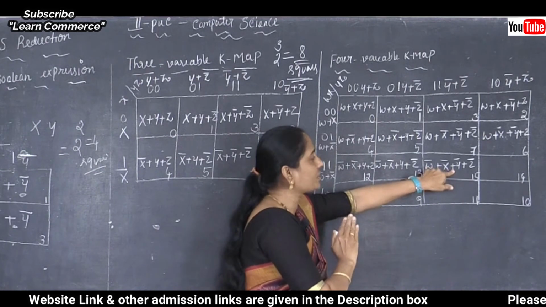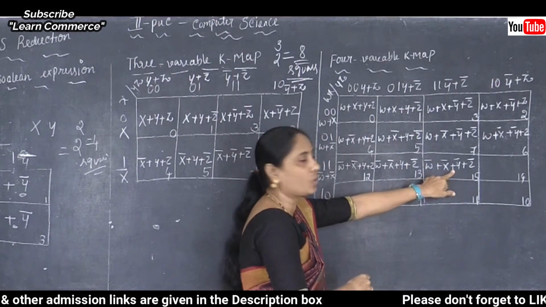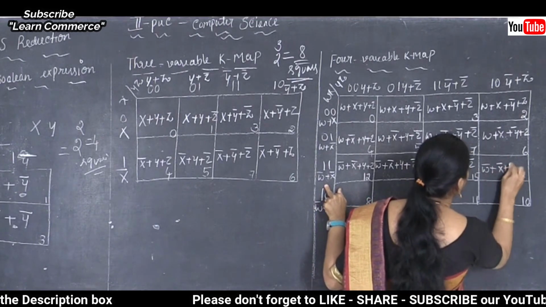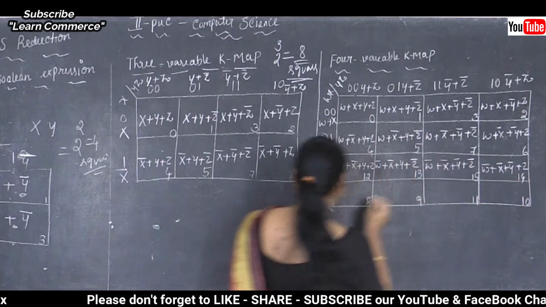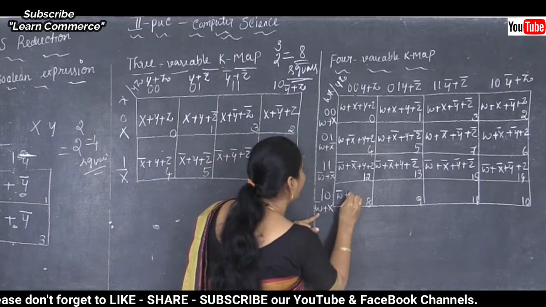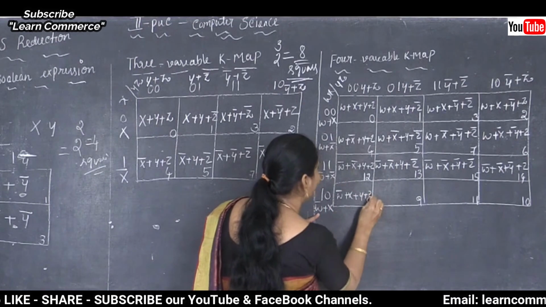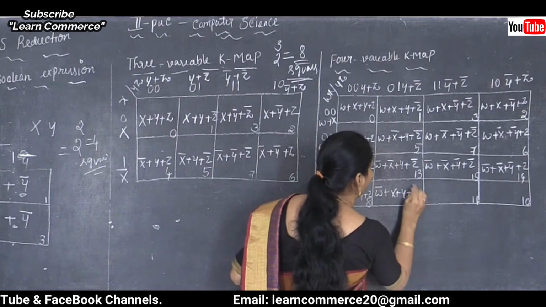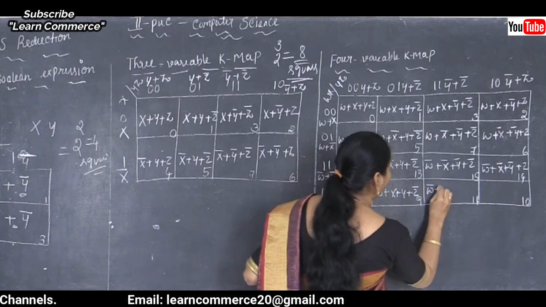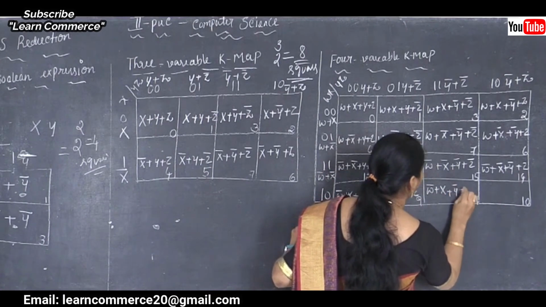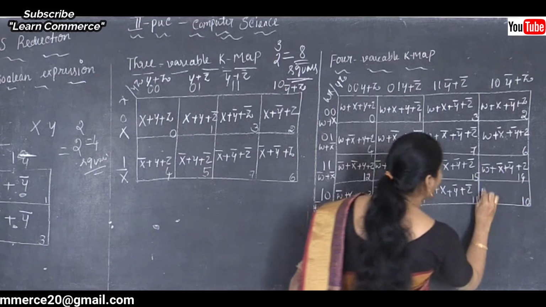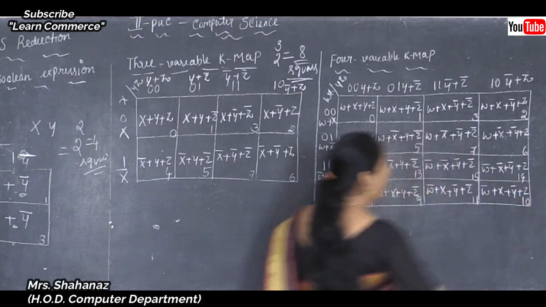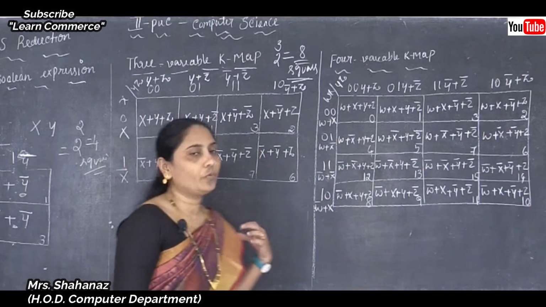Complement W plus complement X plus complement Y plus complement Z, and later complement W plus complement X plus complement Y plus Z, and later complement W plus X plus Y plus Z, complement W plus X plus Y plus complement Z, and complement W plus X plus complement Y plus Z, and lastly complement W plus X plus complement Y plus Z. Okay, now this is our 4 variable K map.